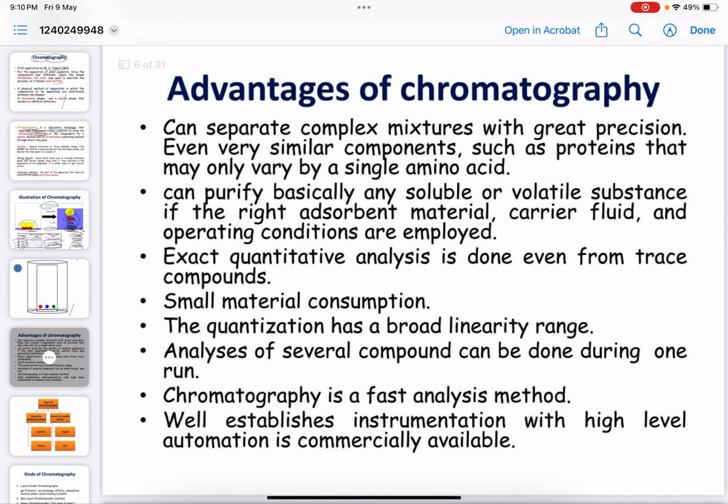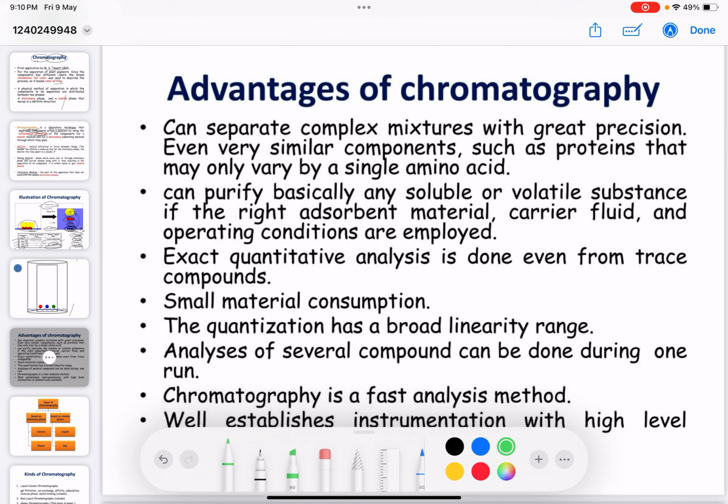Now let us understand the advantages of chromatography. Chromatography can separate complex mixtures with great precision, even very small components or very similar components such as proteins that may only vary by a single amino acid. So we can separate those similar molecules which have only a single amino acid difference. Chromatography can purify basically any soluble or volatile substance if the right absorbent material, carrier fluid, and operating conditions are employed.